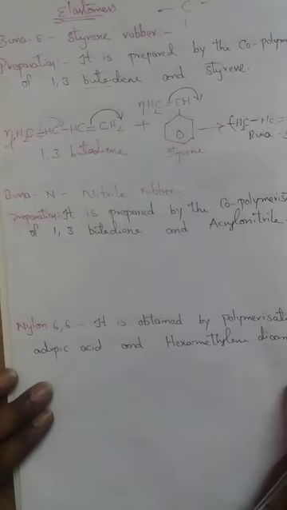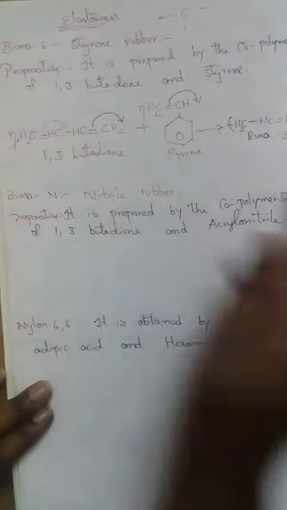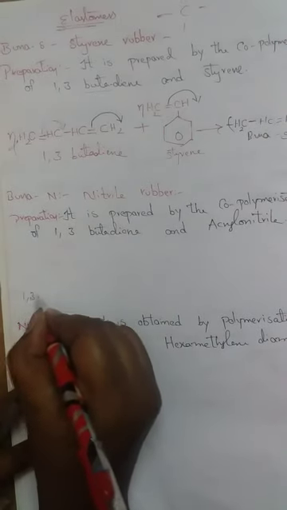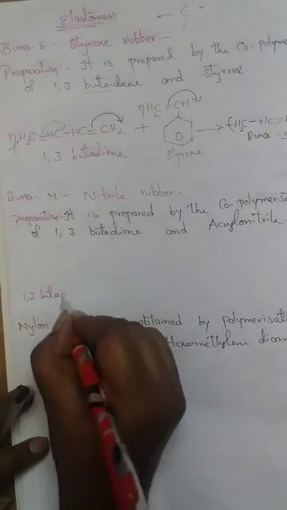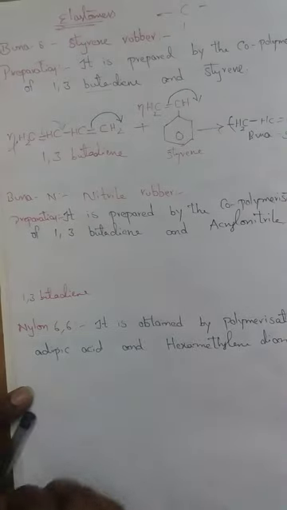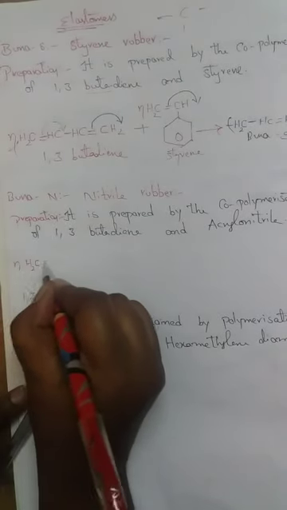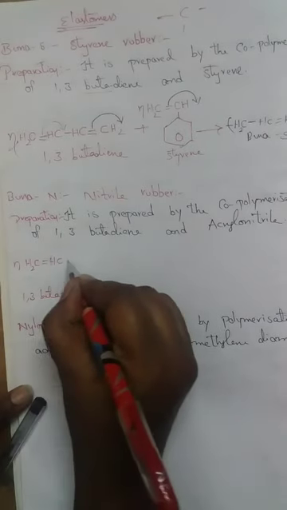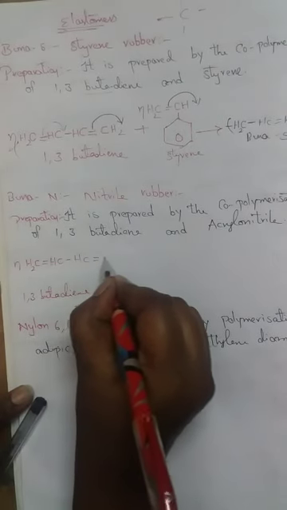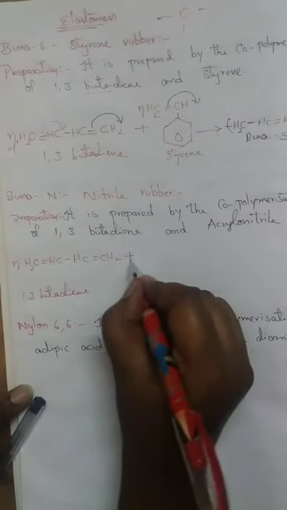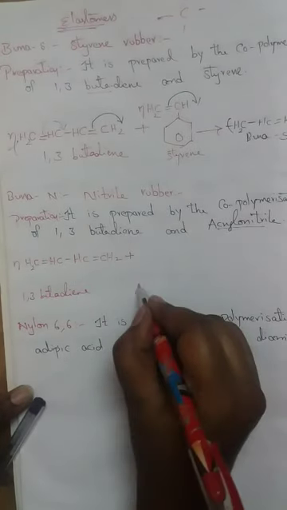Now coming to Buna-N. How can Buna-N be prepared? Same, by taking two products. One is 1,3-butadiene. You already know the structure of 1,3-butadiene. That is a monomer: H2C double bond HC, single bond HC double bond CH2. So this is called 1,3-butadiene, and this should react with acrylonitrile.